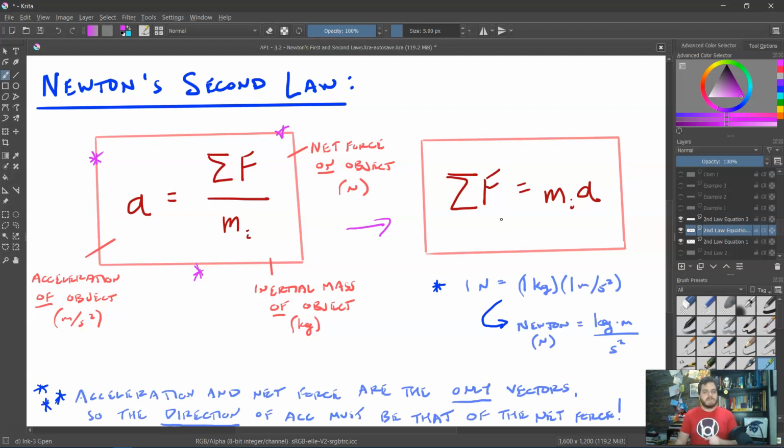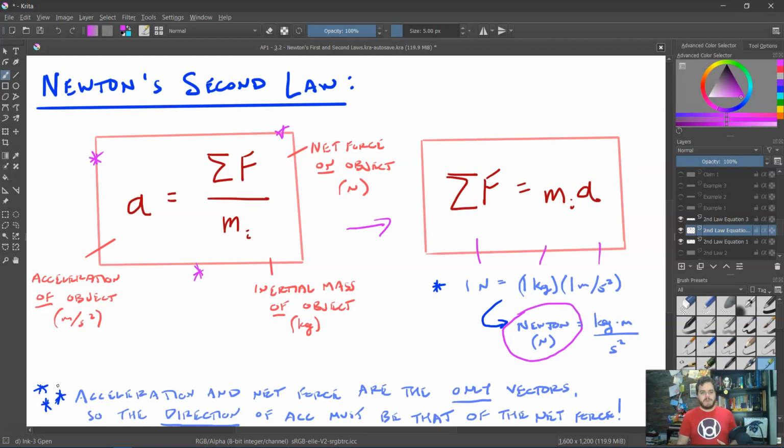Now, one little note here about units is that since this is newtons, this is kilograms, and this is meters per second squared, if we multiply kilograms by meters per second squared, you get kilogram meter per second squared. This is literally the definition of a newton. That is what this is specifically telling us. That if I have 1 newton, I can take 1 kilogram of mass and accelerate it 1 meter per second squared. If I have 2 newtons, I can take 2 kilograms and accelerate it 1 meter per second squared. Or I can take 1 kilogram and accelerate it 2 meters per second squared, whatever the combination is.